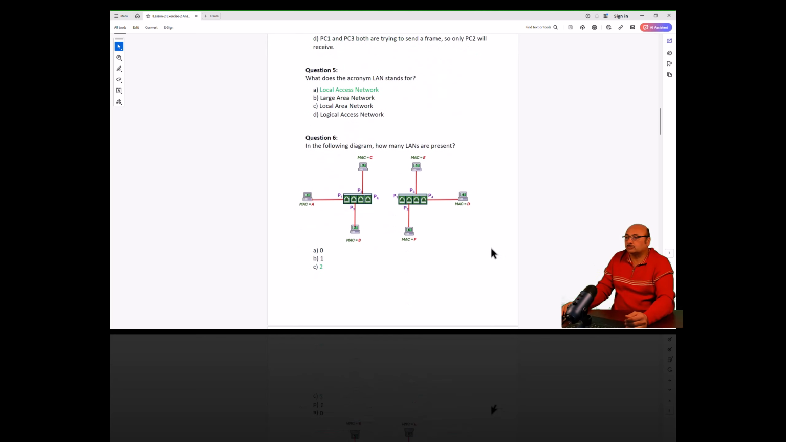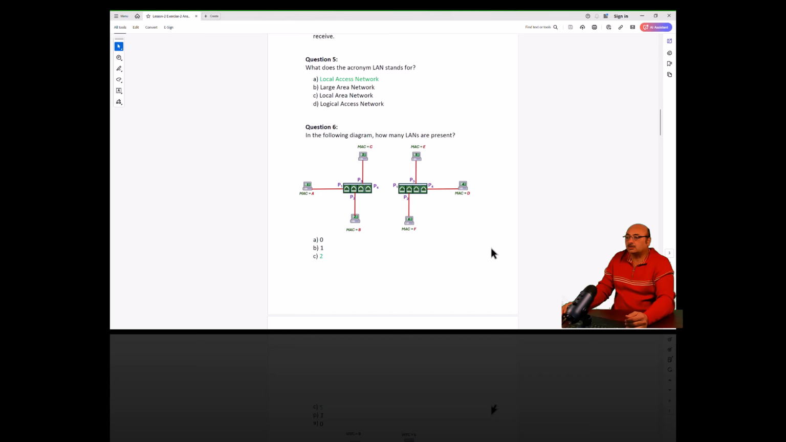Okay, moving on to question number 6. In the following diagram, how many LANs are present? If you can see, there are two hubs here, right? In both of the hubs, there are 3 PCs connected. On hub number 1, PC 1, 2 and 3, and on hub number 2, there are PC 4, 5 and 6. But these two hubs are not connected to each other. That means they are separate networks, or you can say separate LANs. So the answer for this question is C. There are 2 LANs in this diagram or topology.